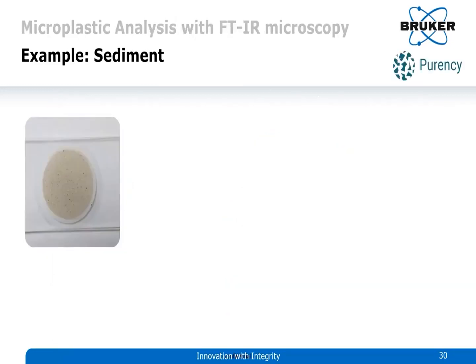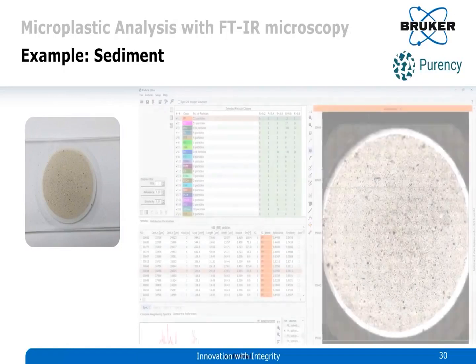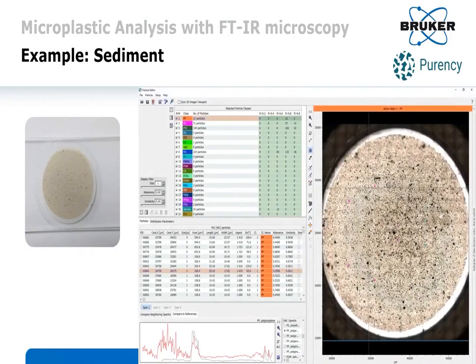But I also wanted to show you some samples. This is a sediment we got from a customer, and here you can see the results in the Microplastics Finder. We see a lot of PE particles, PVC. You see the distributions on the filter. With this sample we mainly found PA particles, PVC, PE and PP.